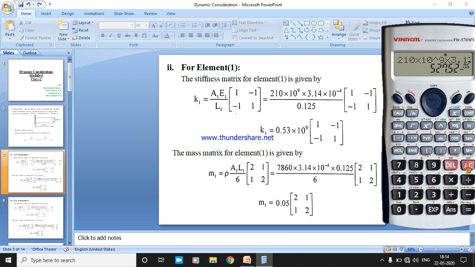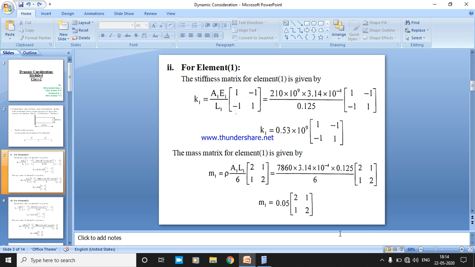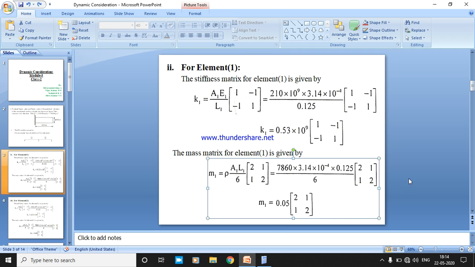So rho we know, we can calculate here: 7860 into 3.14 into 10 raised to minus 4 into 0.125 divided by 6. So this gives us the value 0.05. So the total value gives us 0.05, and this remains 2 1 1 2, and I can multiply this 0.05 into 2 and into 112. Okay, fine, that we can do.